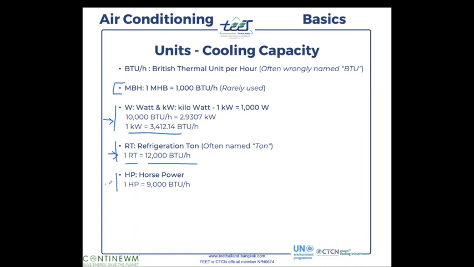Another one to say the same thing, I just mention it because who knows, sometimes you visit a factory and they purchase a system in a different country and they express everything in different units. So now you know how to convert it. It is the horsepower. Horsepower, same as a car, okay? Meaning how much energy is developed by your car, but this is how much energy is developed by your air conditioning. 1 horsepower is 9,000 BTU per hour.